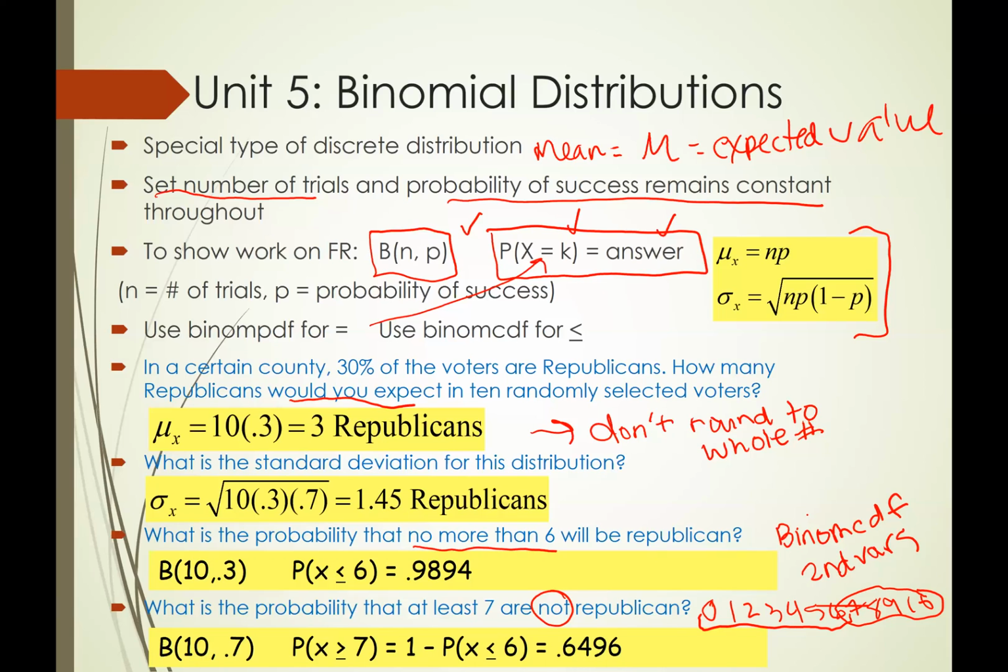We only have to do this for discrete variables. We never have to do this for continuous variables, where we like go down a number like that. So when you type that in, you should get 0.6496.